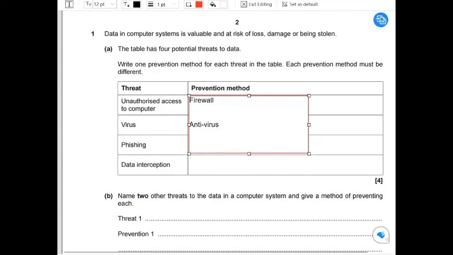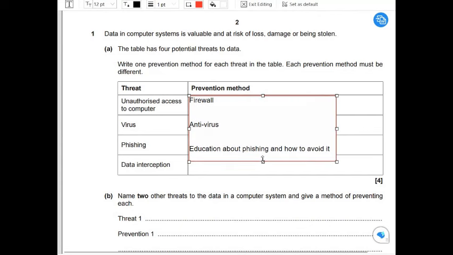The next threat is phishing. Phishing is basically a scam email that poses as a legitimate one. We could say firewall, but again, we've mentioned it already, so we're not mentioning it again. An easy way to do it would be education. So I would say education about phishing and how to avoid it, because that's going to be important, especially with a lot of scammers on the loose.